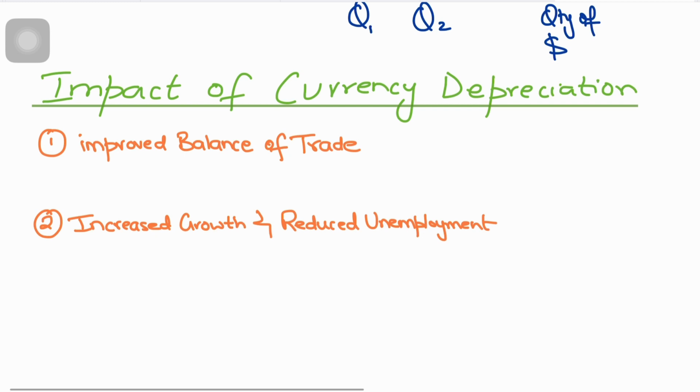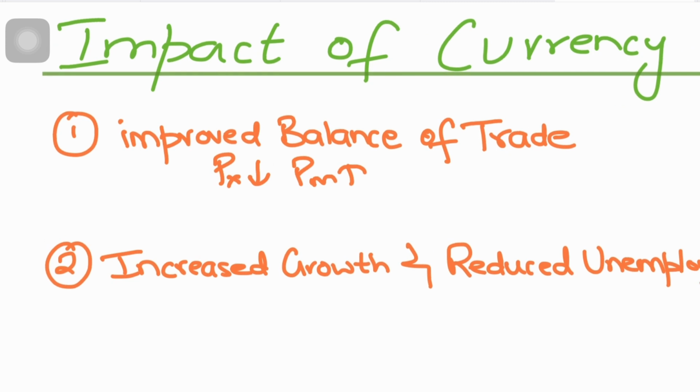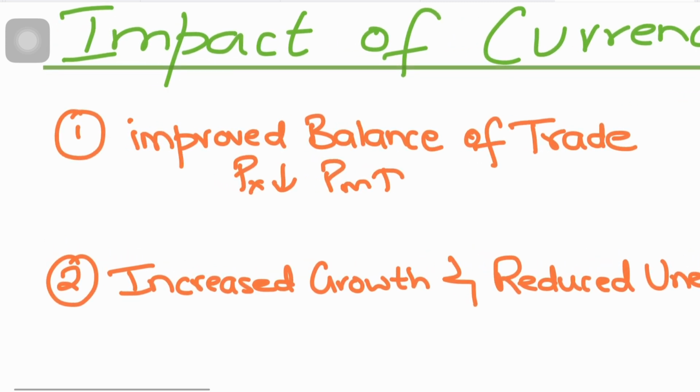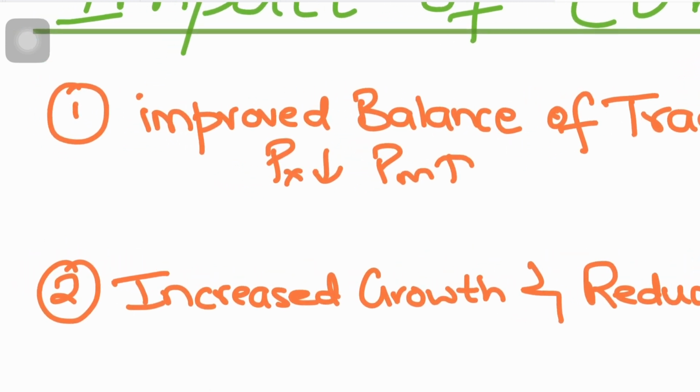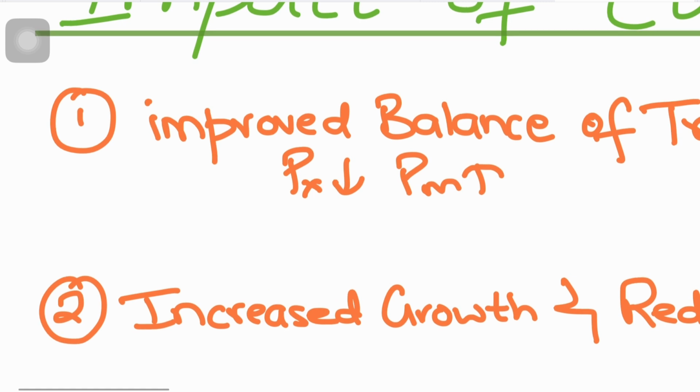So what you could say is that a currency depreciation will improve the balance of trade, because when the exchange rate weakens, it makes your exports cheaper and your imports expensive. That is, the price of your exports goes down while the price of your imports goes up, right? Economic theory suggests that the demand for imports and therefore the expenditure on imports will decrease, whereas the demand for exports and therefore the revenue generated by exports will increase.